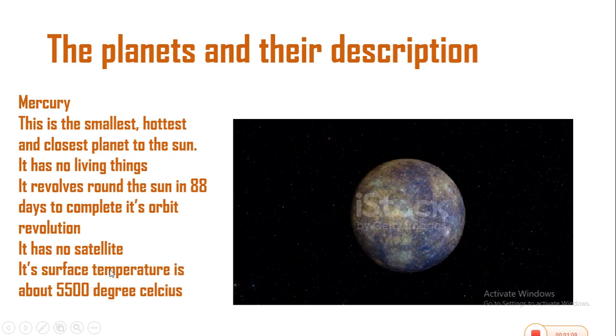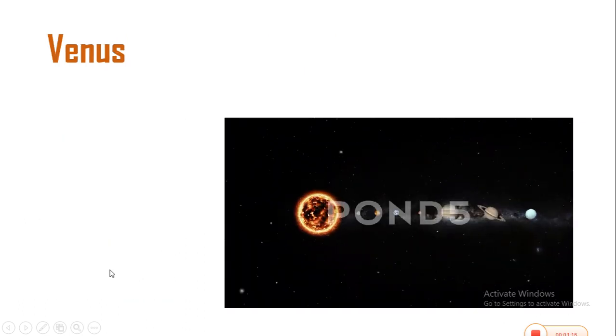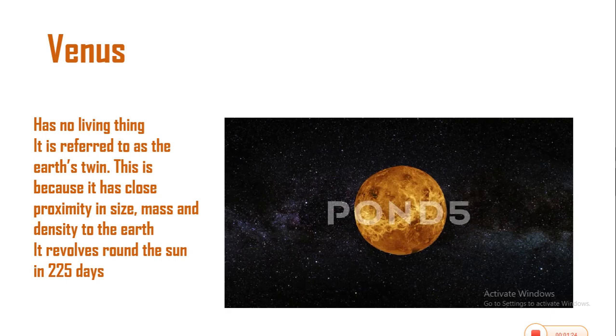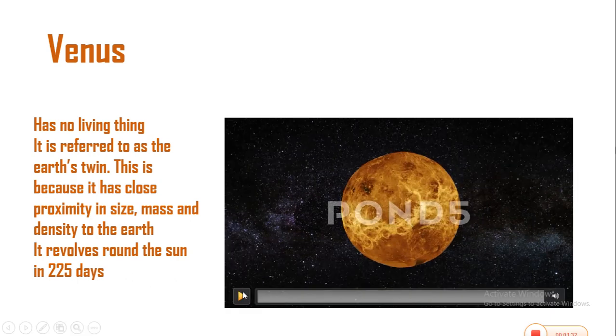The next planet to be looking at is Venus. Venus is the second planet. Venus has no living thing. It is referred to as the Earth's twin. This is because of its close proximity in size, in mass, and density to the Earth. It revolves around the Sun in 225 days.